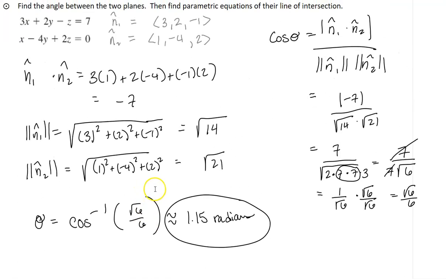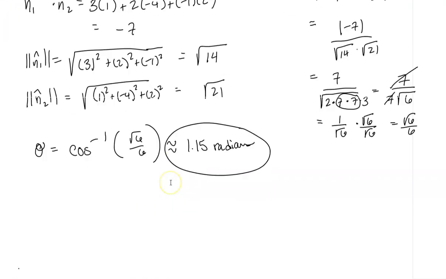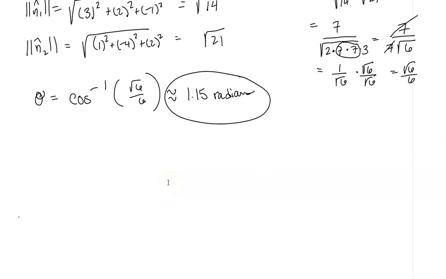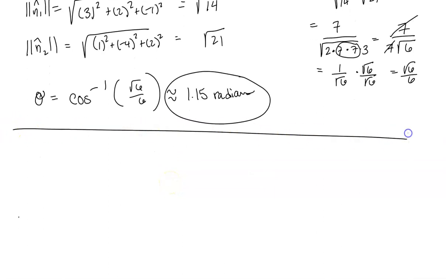Now we also need to find parametric equations of their line of intersection. Remember, this comes back to needing a vector that is orthogonal to both n1 and n2. My direction vector needs to be orthogonal to both, because n1 and n2 are normal, or orthogonal, vectors themselves. So if we want to find the direction vector, we want one that's orthogonal to both of them. So n1 cross n2, we're going to do the cross product.